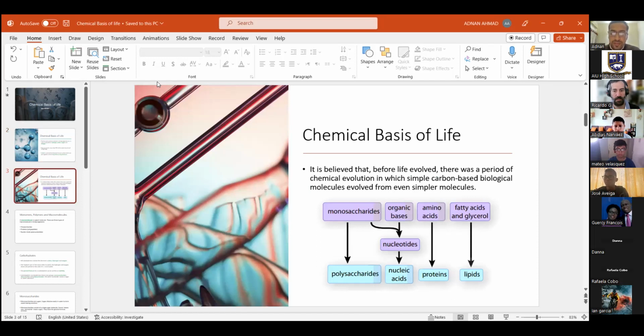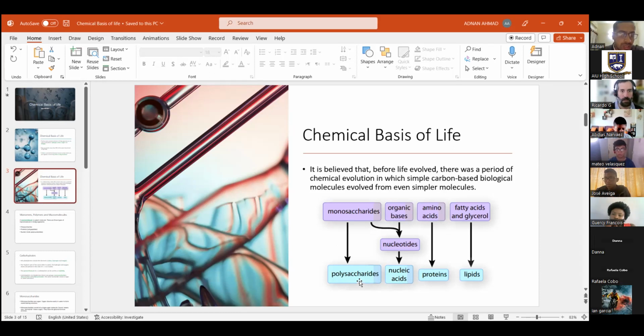Okay, so it is believed that before life evolved, there was a period of chemical evolution. Life didn't start as species from species, right? So there were atoms, they started joining together and forming molecules. And these molecules then combined with each other and formed complex molecules, okay? So we have a simple molecule, we can say a monosaccharide. This simple molecule connected in different forms, and it got converted into a polysaccharide.